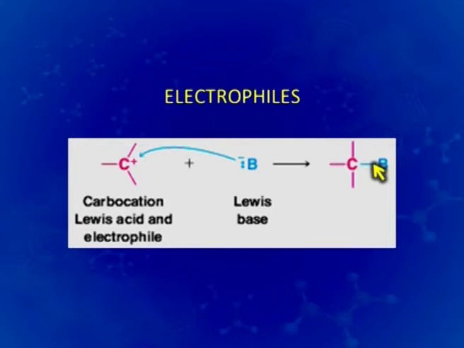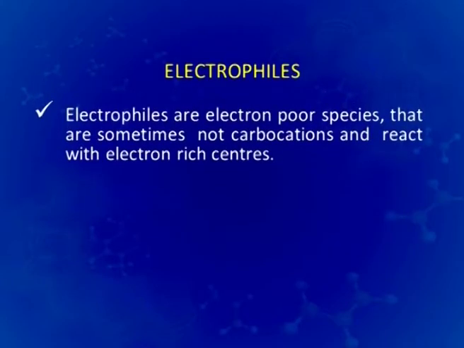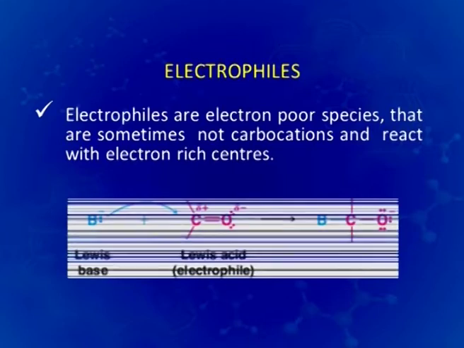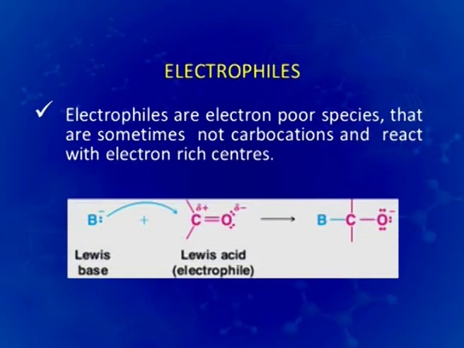So, electrophiles are electron poor species that are sometimes not carbocations and react with electron rich centers. Such electrophiles, an example of which we saw in the case of nucleophiles, are carbonyl compounds. We have a positive center here which acts as an electrophile, electron deficient, and is being attacked by a Lewis base, and during the course of this reaction forms a bond and the product.